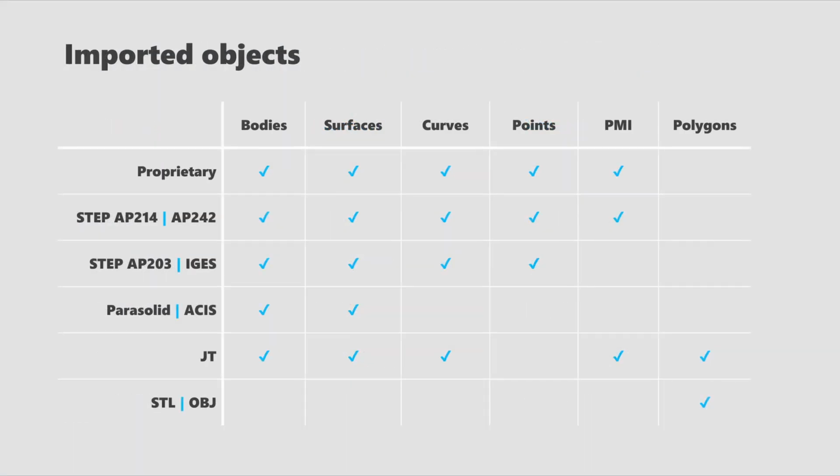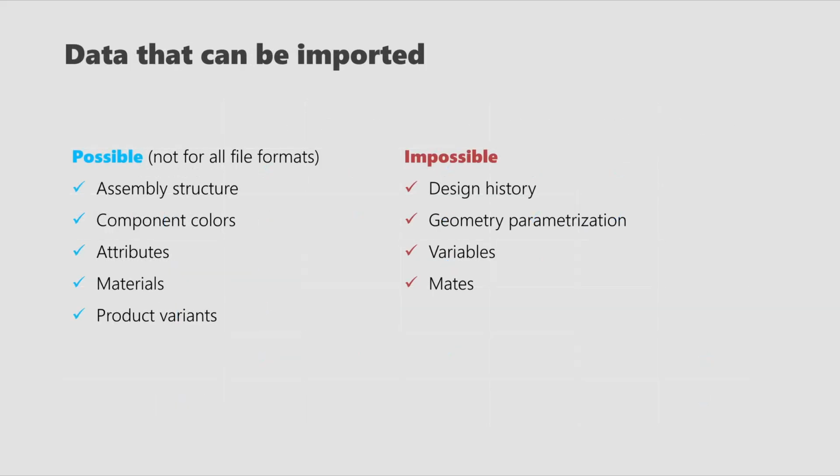You can see the types of objects KOMPAS-3D can read in different formats. PMI data is non-geometric elements like dimensions, annotations, and others. Note that for the STEP AP214 and AP242 format, KOMPAS-3D provides the same capabilities as for proprietary formats. Additionally, KOMPAS-3D can obtain such information as assembly structure, component colors, and specific model properties depending on the format.